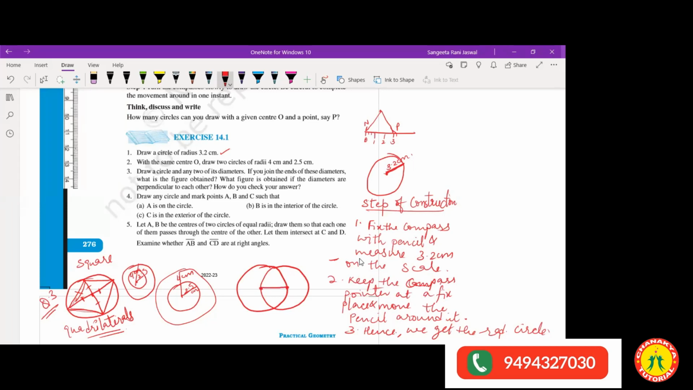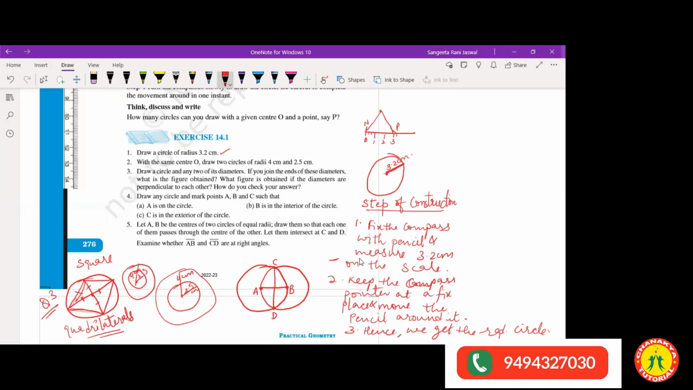Take this point as A, the center, and this center as B. Join A and B, and take the points of intersection where the two circles are meeting each other as C and D. Then join this also.